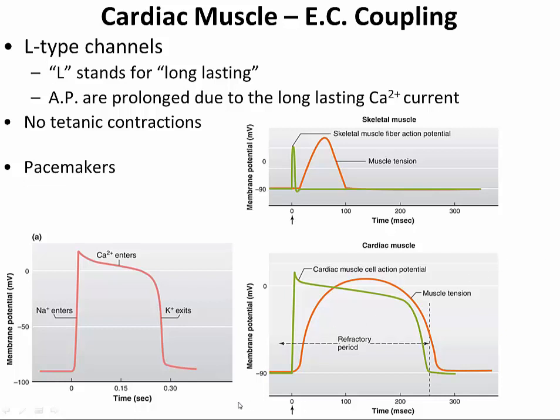So it would be, of course, a disaster if cardiac muscle cells could undergo tetanic contractions, because if they could, then no blood would be able to flow through the heart. If either chamber, either the atria or ventricles, underwent tetanic contractions, then blood flow would be stopped for that period of time, which would likely be fatal if it was long enough. And so the nature of cardiac muscle cells prevents tetanic contractions through the action of this L-type calcium channel.